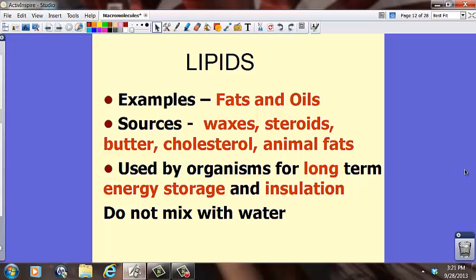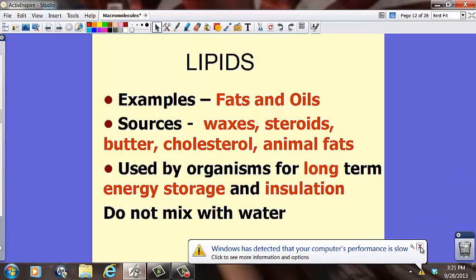A good example of lipids are fats and oils. A lot of the sources that we get lipids from are waxes, steroids, butter, cholesterol, and animal fat. Organisms use this as long-term energy storage and for insulation. And lipids, of course, do not mix with water, because lipids are non-polar, and since water is polar, they don't mix.